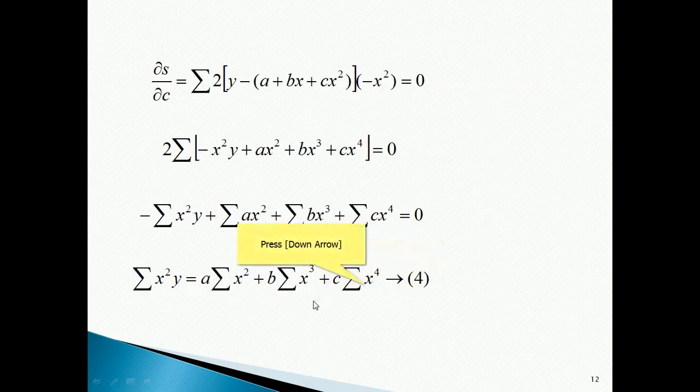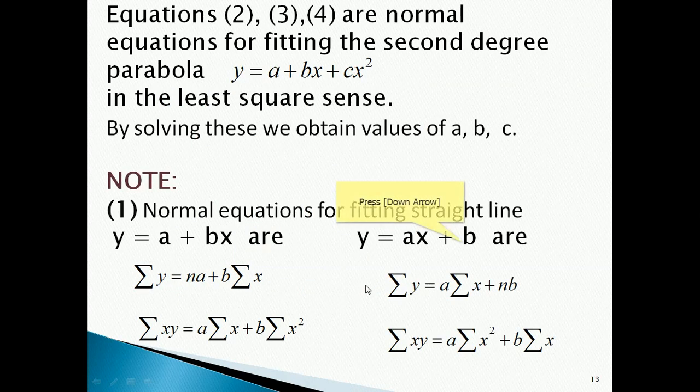Similarly, differentiate S partially with respect to c, same procedure. This gives sigma x square y is equal to a into sigma x square plus b into sigma x cube plus c into sigma x power 4, the third normal equation. Equations 2, 3, 4 are known as the normal equations for fitting the second degree parabola y is equal to a plus bx plus cx square. By solving these three equations, we get the values of a, b, c. Substitute those values into the required parabola, which gives the second degree parabola for the given data.